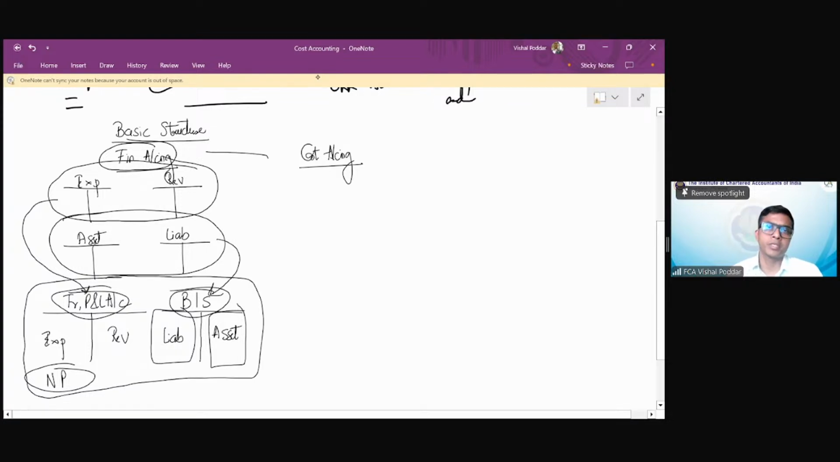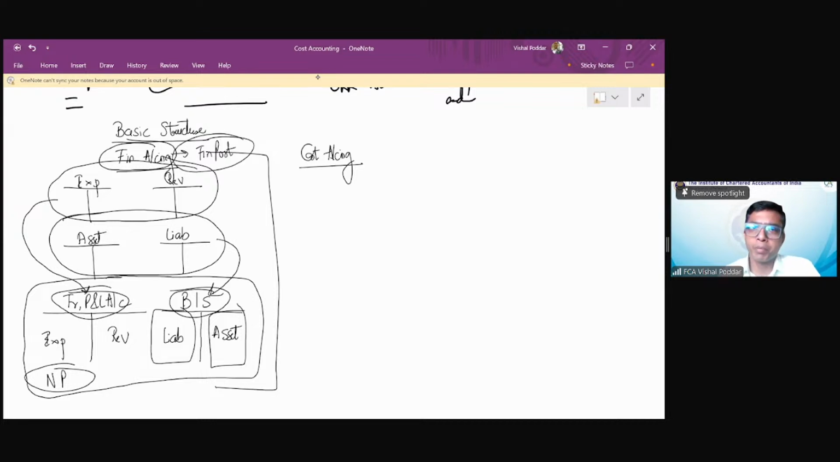Now, since the objective of cost accounting is different from financial accounting, we will have a different set of accounts and a different set of statements. Financial accounting, what was the purpose? Knowing your financial position and informing it to the world. But what is the purpose and objective of cost accounting? It is not knowing financial position. That you already know, because everyone is now preparing their financial accounts.